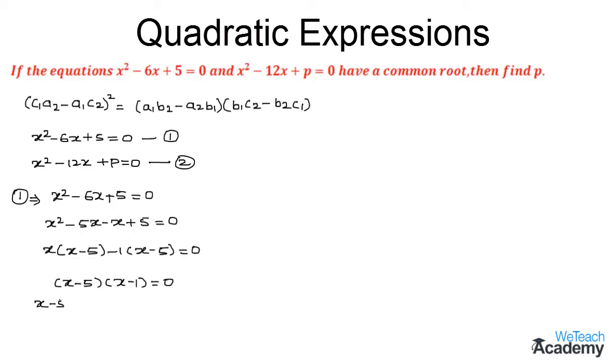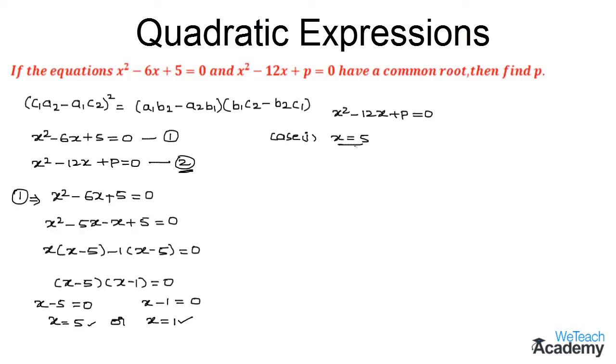So we get x minus 5 is equal to 0 or x minus 1 is equal to 0. Therefore the values of x are 5 or 1. As mentioned, equation 1 and equation 2 have common roots, so these roots would also be the roots of equation 2. So 5 and 1 are the roots of equation 2. Let us write the second equation, x square minus 12x plus p is equal to 0. First let us substitute the value x is equal to 5 in this equation.